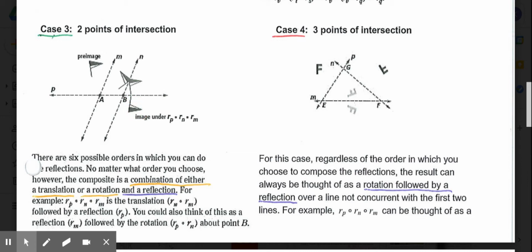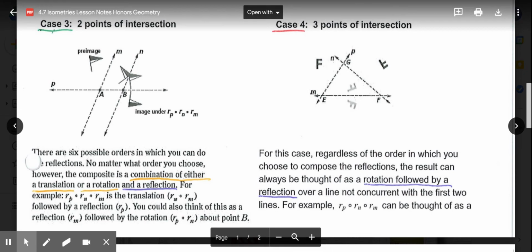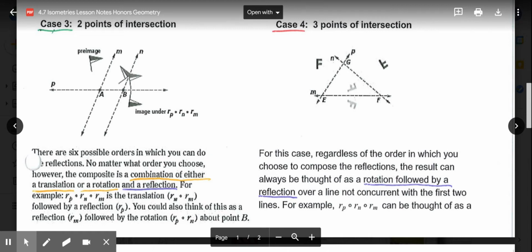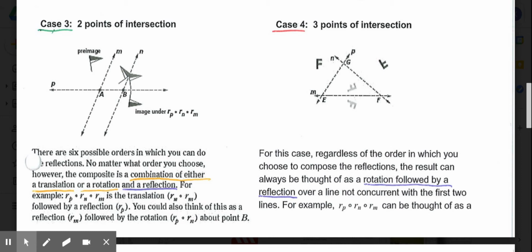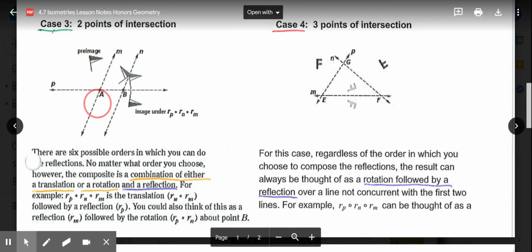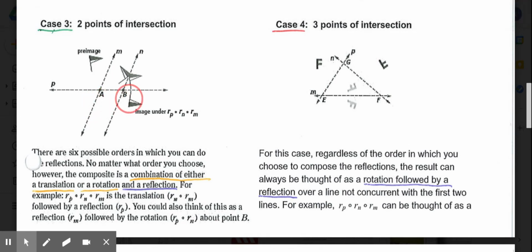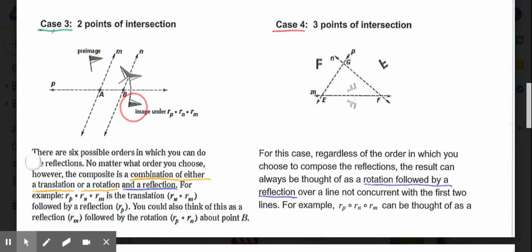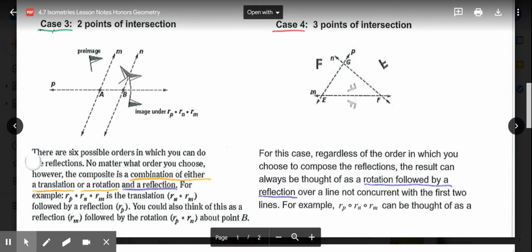So what was our final result here? There are 6 possible orders in which you can do these reflections, no matter what. When there are 2 different points of intersection, no matter what order we go, the composite is a combination of either a translation or a rotation and a reflection. In this case, it could have rotated down to here and then reflected. Or it could slide from here to here and then reflect. So when there are 2 points of intersection, the composite is either a slide and a reflection or a rotation and a reflection.